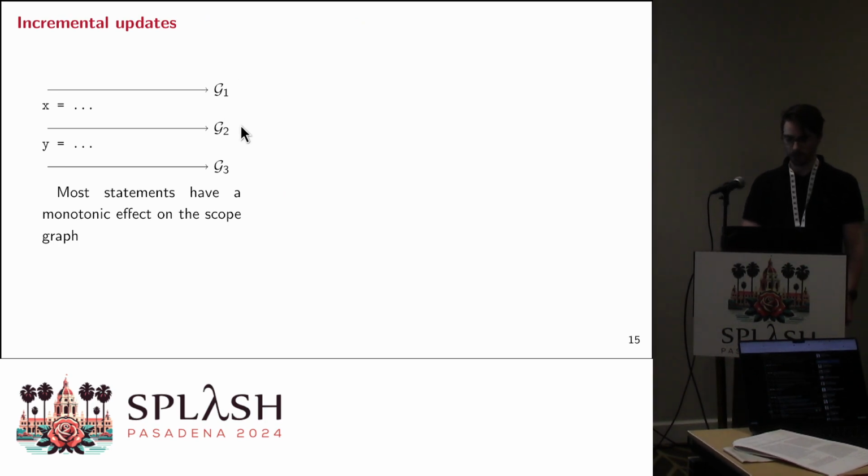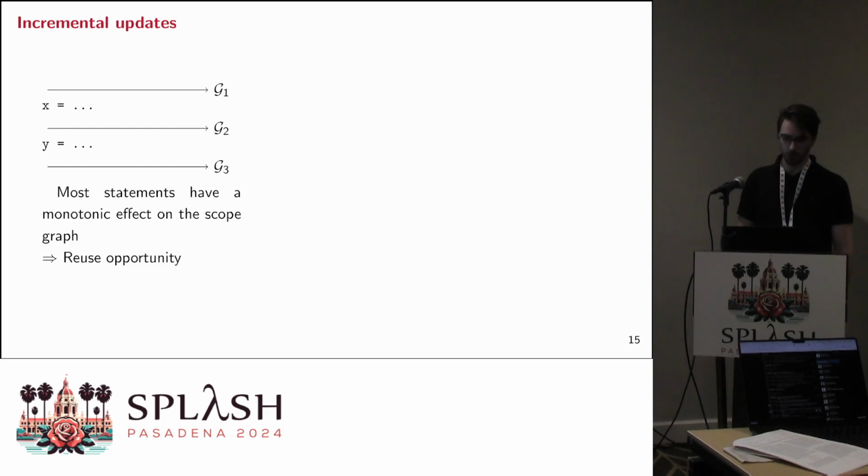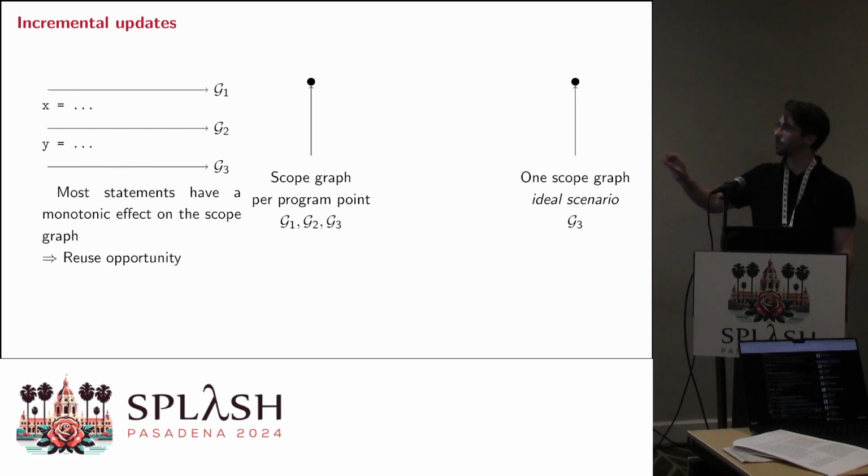So now we have these scope graphs at every program point. However, most statements have a very simple and monotonic effect on our scope graphs. So we can reuse some stuff. So this is our current situation. We have a scope graph per program point, a lot of duplication, which is not ideal. The ideal situation would be one scope graph where we can perform all queries on.